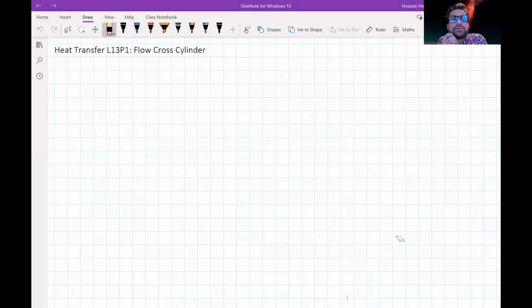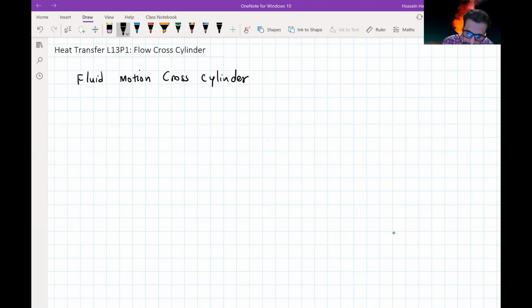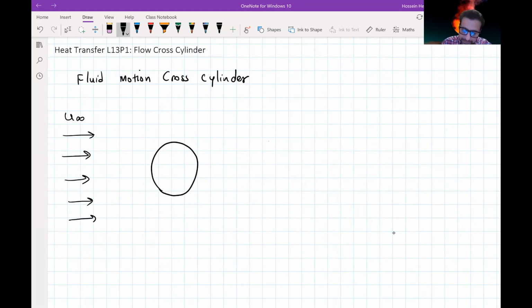A common external flow is fluid motion across cylinders, where we would like to evaluate the convective heat transfer coefficient. Let's assume we have this cylinder that is in the main stream of a flow with a uniform velocity of, let's assume, u infinity, passing this fluid. As the flow comes and passes the cylinder, there is a formation of a boundary layer.